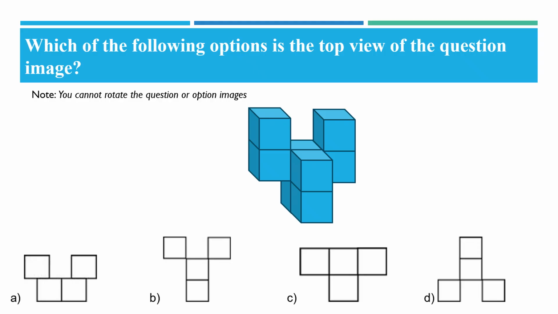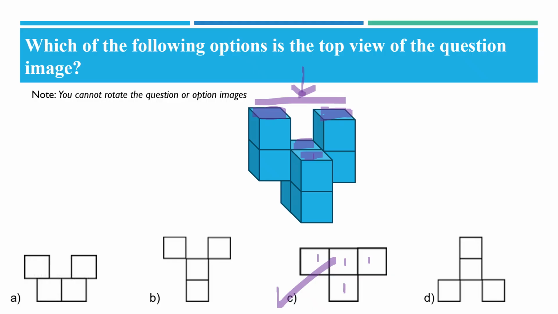The first question is, which of the following options is the top view of the image? If I see from the top, obviously this square will be visible and this square will be visible. Three squares in a straight line and one square in the front portion. So I go with option C, three portions and one portion in the front.